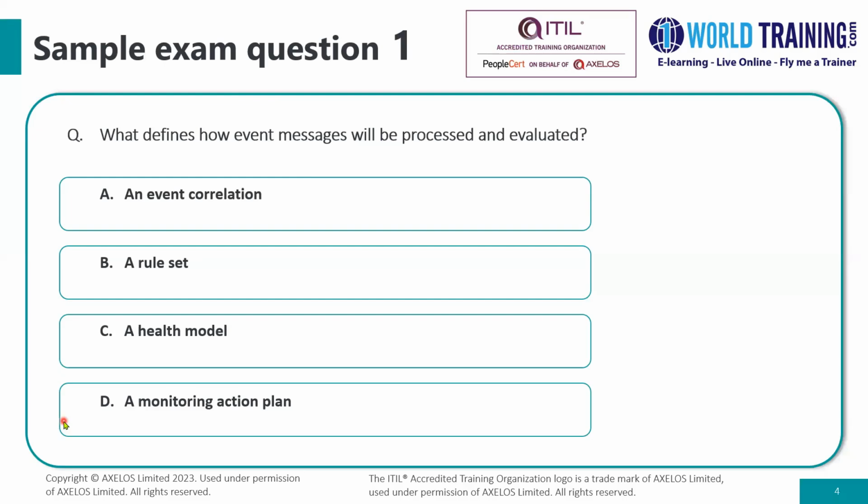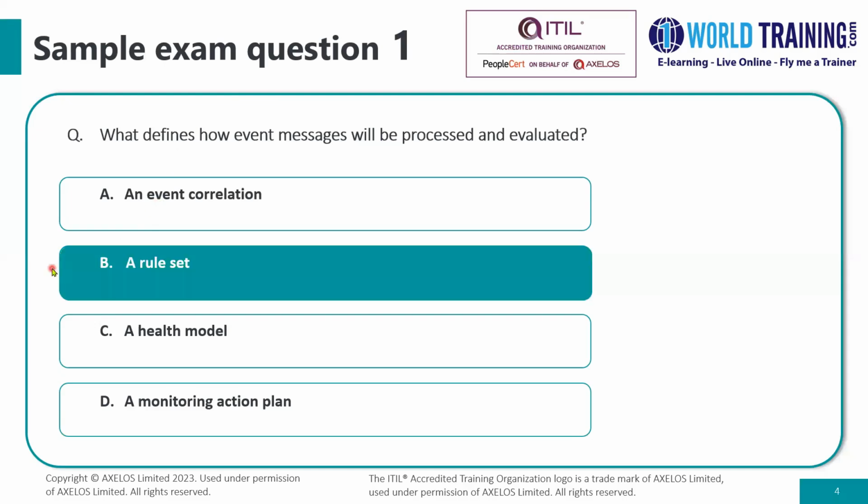Option D, a monitoring action plan. In fact, there will be an action plan for each event or a set of events to minimize the negative impact of events. But for each event, we need to have a rule set first of all to define how the event messages for a particular event will be processed and evaluated. See the difference with option D there. A monitoring action plan is a complete action plan to minimize the negative impact of an event or a set of events. So that's a subtle difference between the two.